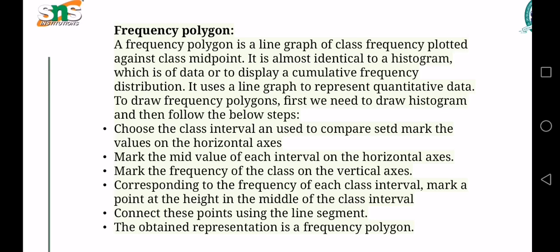Choose the class interval and use it to compare. Mark the values on the horizontal axis. Mark the mid value of each interval on the horizontal axis. Mark the frequency of the class on the vertical axis. Corresponding to the frequency of each class interval, mark a point at the height in the middle of the class interval. Connect these points using line segments. The obtained representation is a frequency polygon.